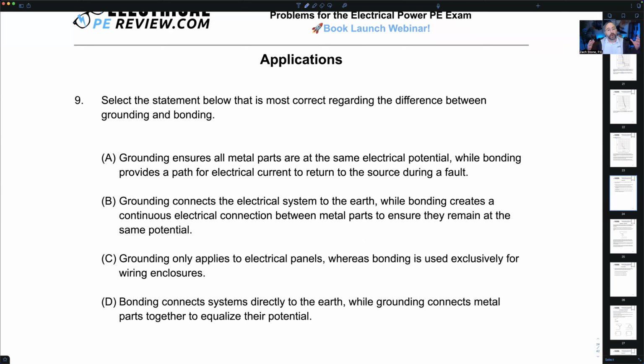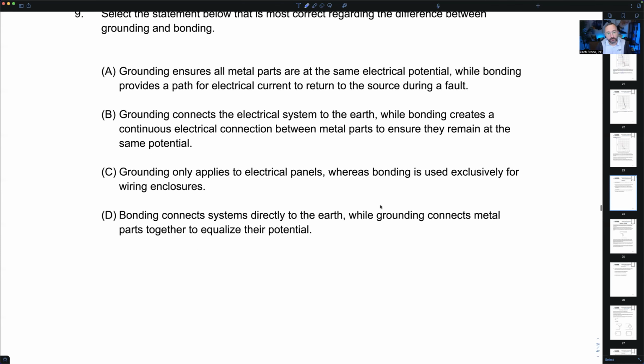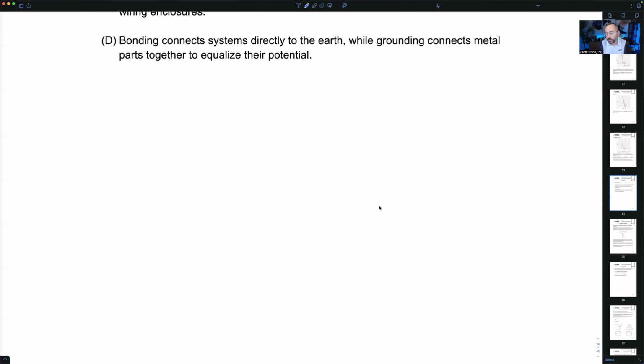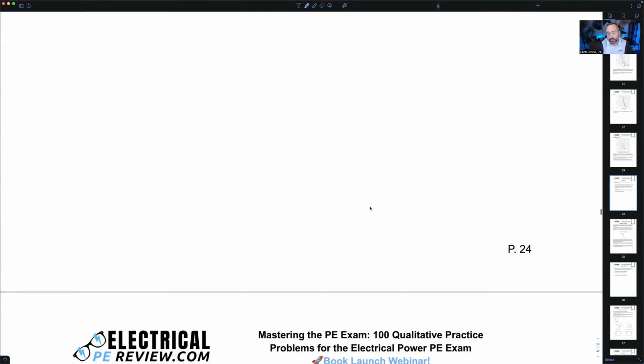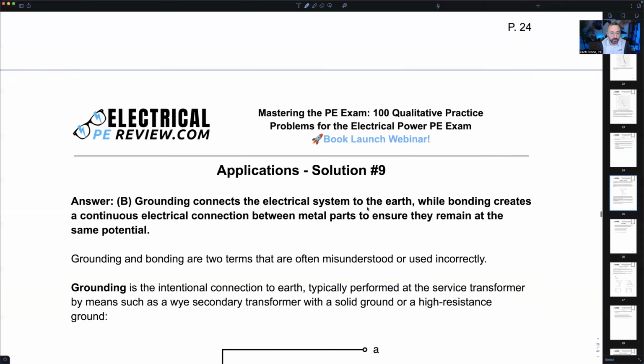What do we think? Grounding and bonding, and even sometimes earthing, subtle differences, right? These terms pretty much come from the National Electrical Code, and they're commonly mixed up. Let's see. I'm seeing just about all B's in the chat. Are you guys existing students that have already worked this problem? That's great. The answer is, in fact, B. This is a tough one. These vocabulary words are pretty close, and the answer choices are pretty close too.